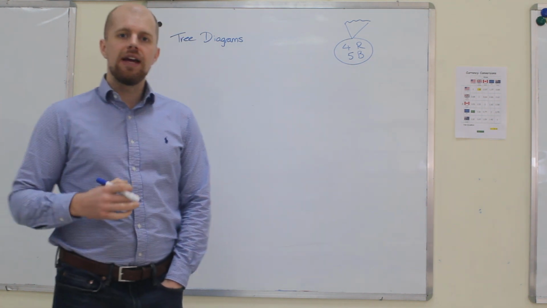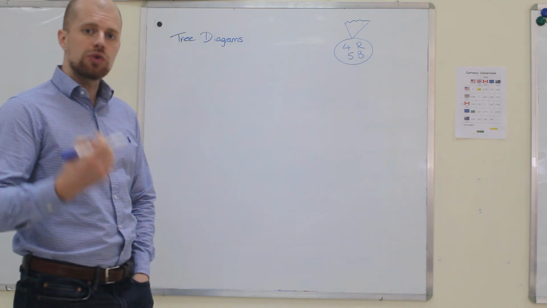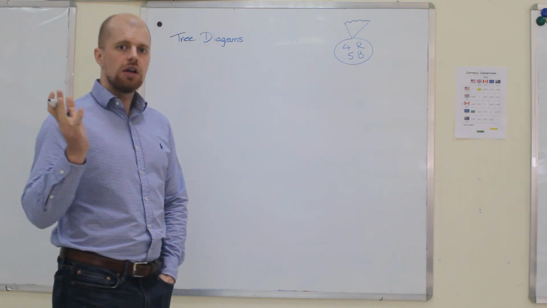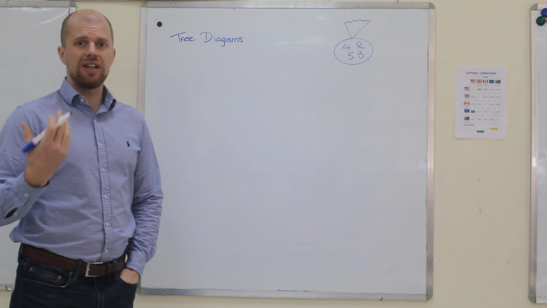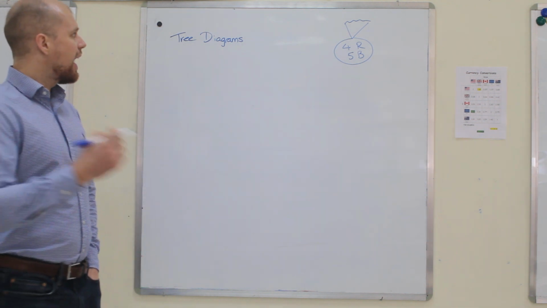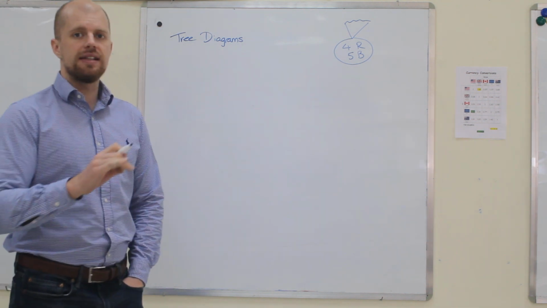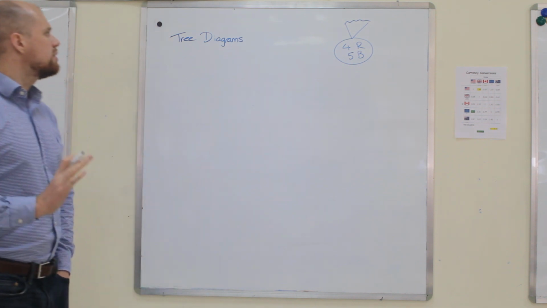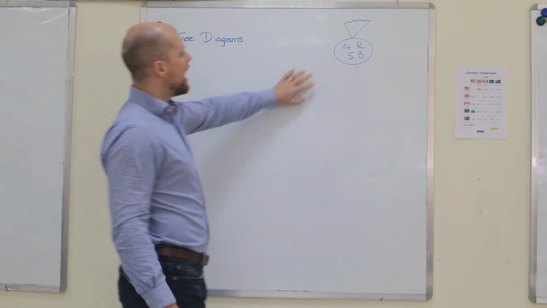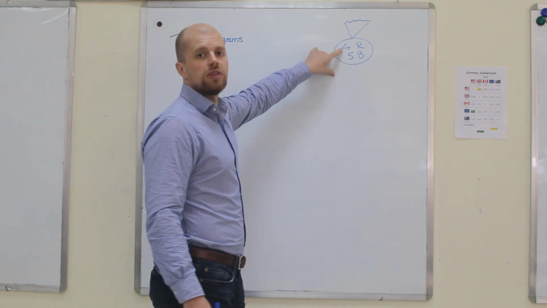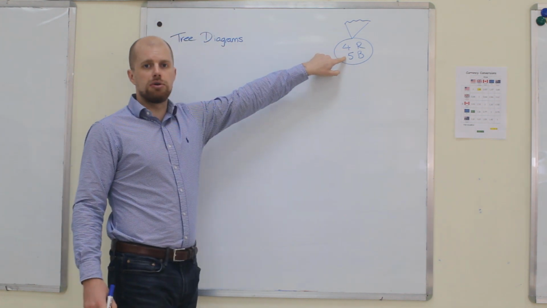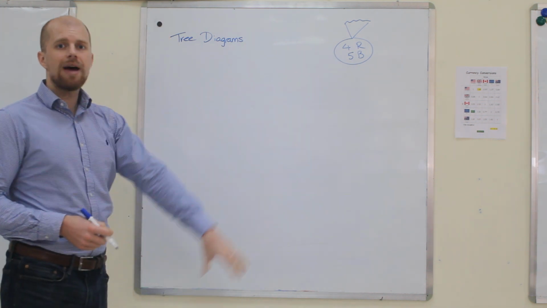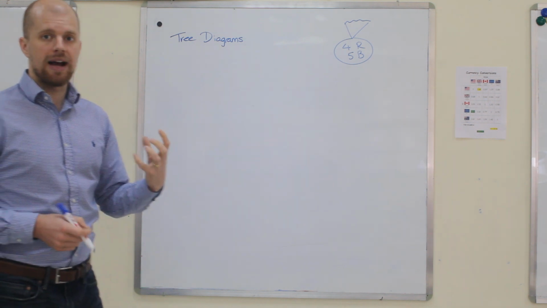Hi guys, in this video we're going to be looking at tree diagrams and how we can use them to represent all the options, all the events that can happen and calculate the associated probabilities with those events. In this question we're going to be looking at a bag of marbles that have 4 red marbles and 5 blue marbles. I'm going to take a marble out, put it back in, and then take another marble out again.